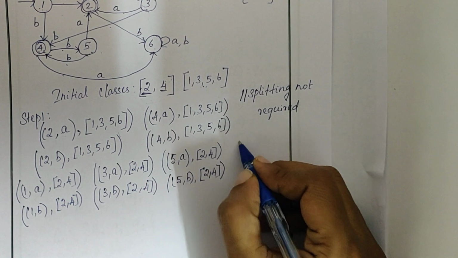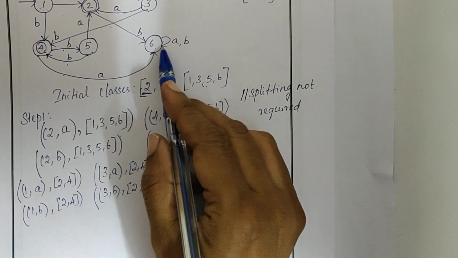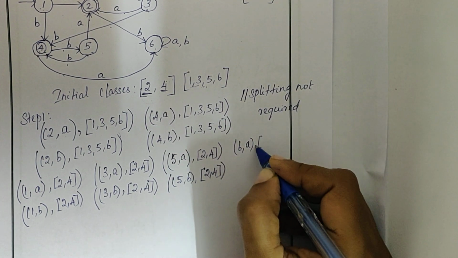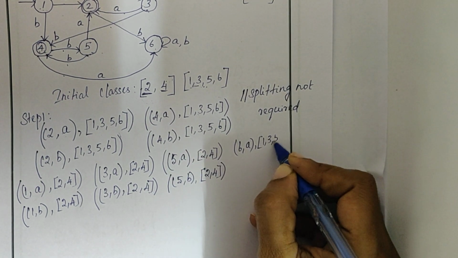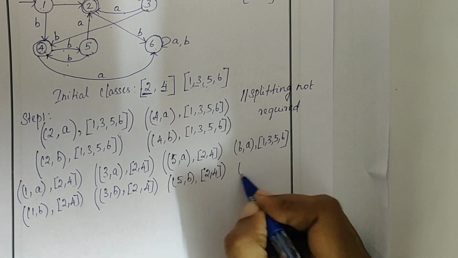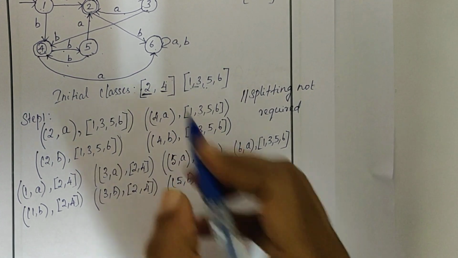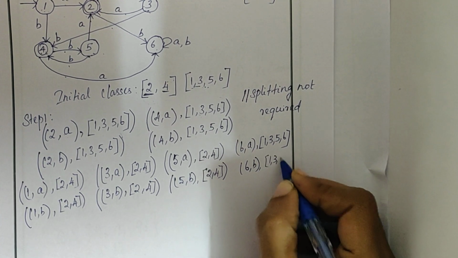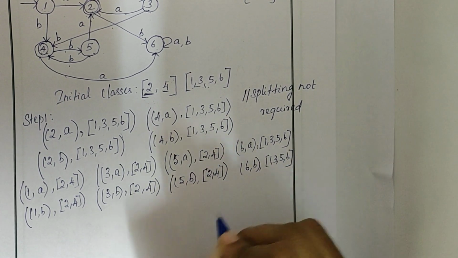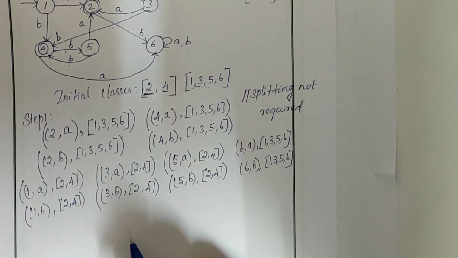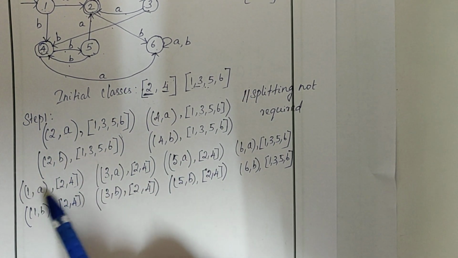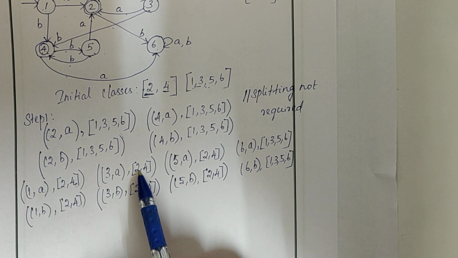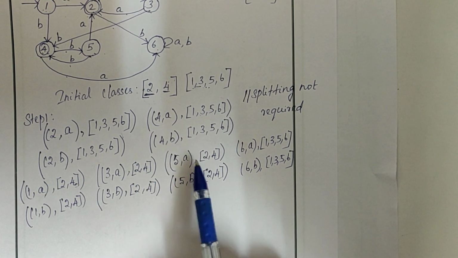Next is 6, comma A. 6, so its class is 1 3 5 6. Next 6B, 6B, again it is 1 3 5 6. Now you check, right? 1, when it takes A input, it is moving to final. Similarly 3 is moving to final, 5 is moving to final.